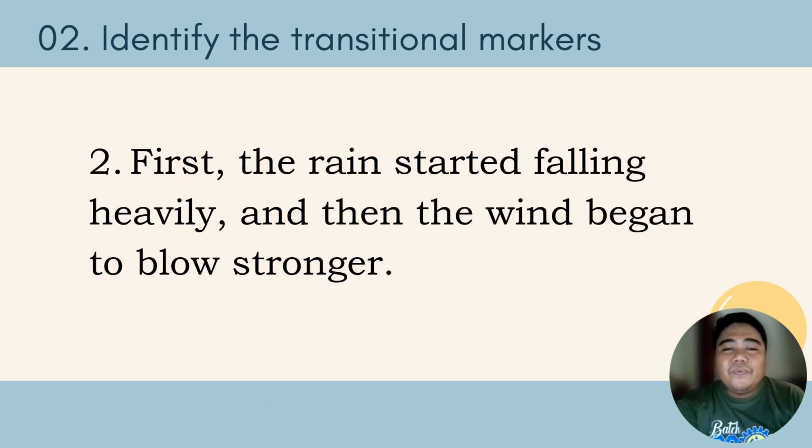For item number two, we have this one. First, the rain started falling heavily, and then the wind began to blow stronger. I will give you 10 seconds to identify the transitional marker or markers. 10, 9, 8, 7, 6, 5, 4, 3, 2, 1.